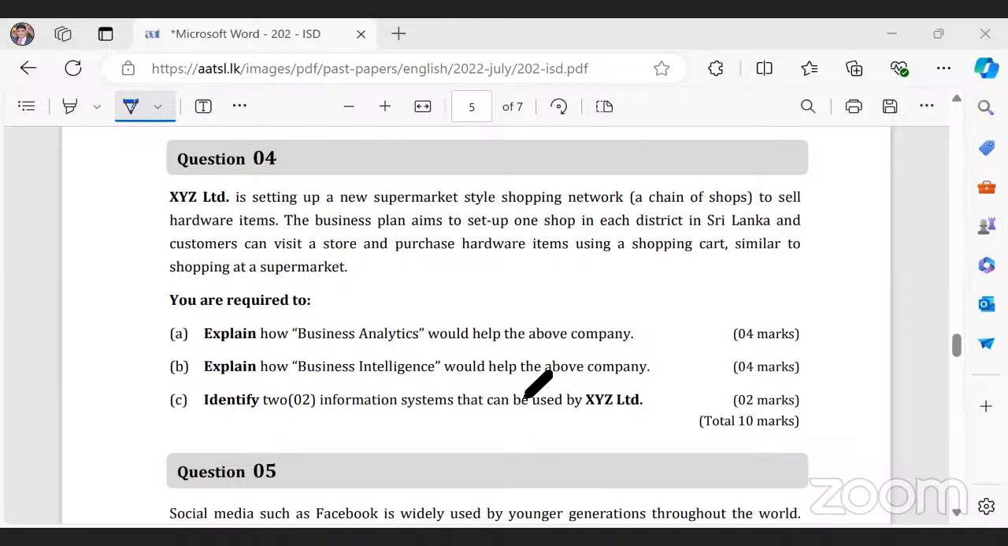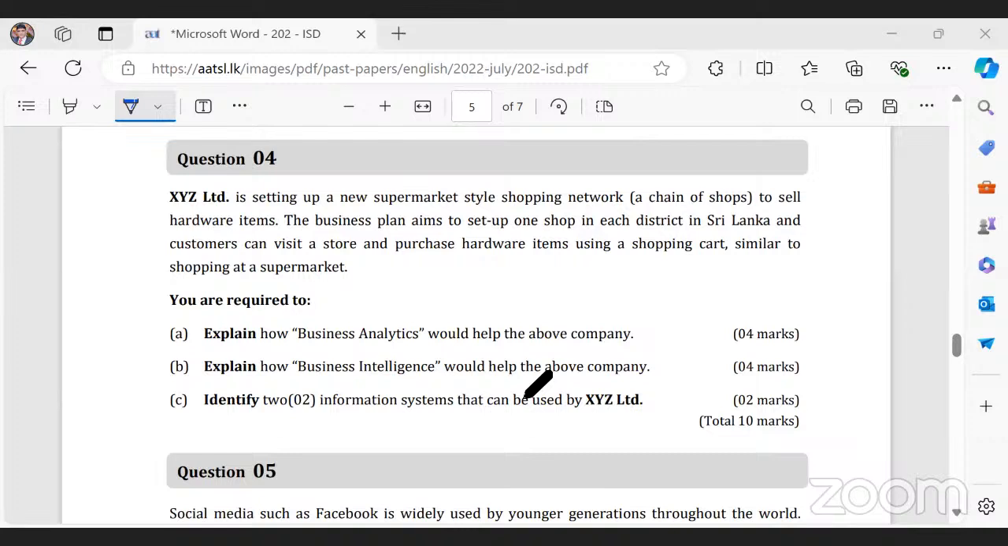Then this particular company can use business analytics. What kind of purposes? They are offering an internet-based shopping cart, an electronic commerce system. Then they can analyze the buying behavior of different customers.